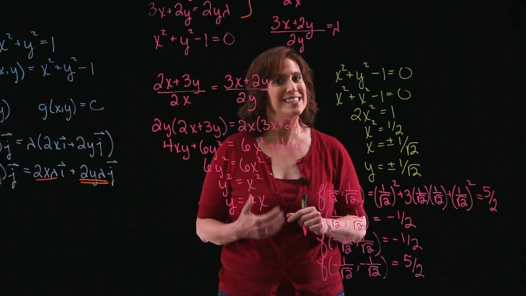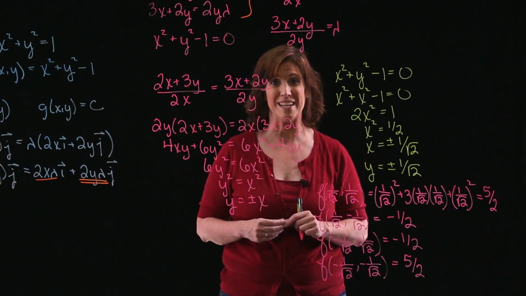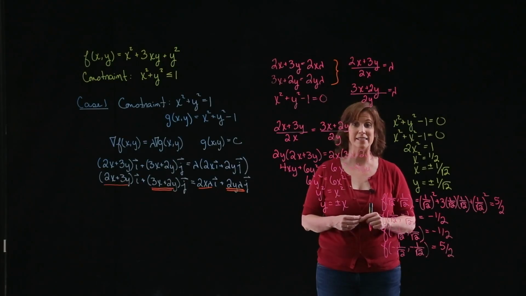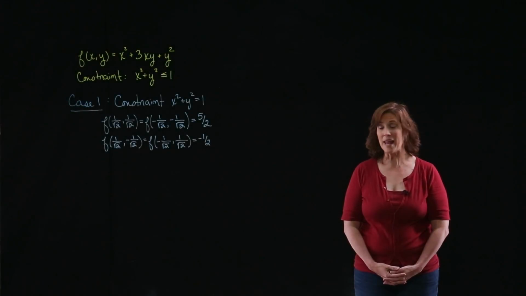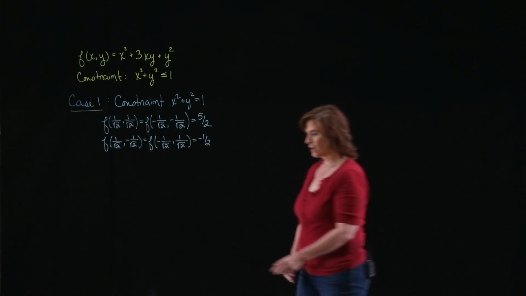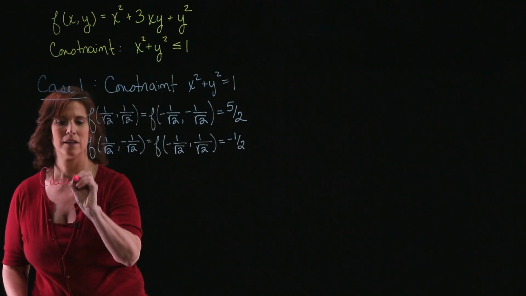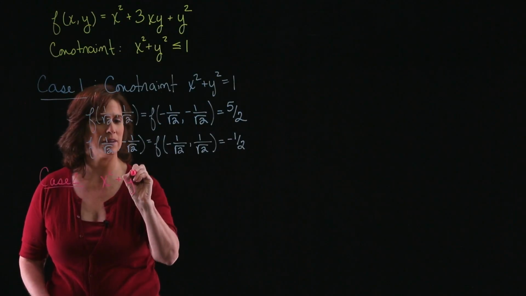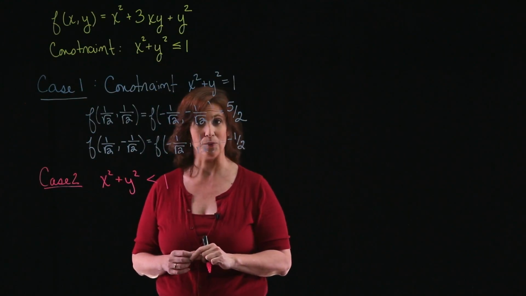However, now I have to do the second case where I test to see what happens when x squared plus y squared is less than 1. So we're going to clear the board to make some space to consider what happens in that case. Now let's consider what happens when x squared plus y squared is less than 1. So for case 2, x squared plus y squared is strictly less than 1. That's inside of our circle.